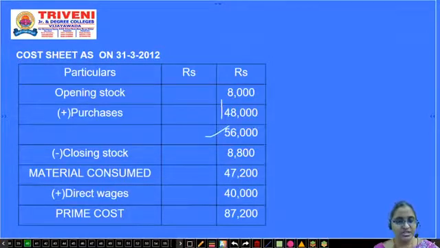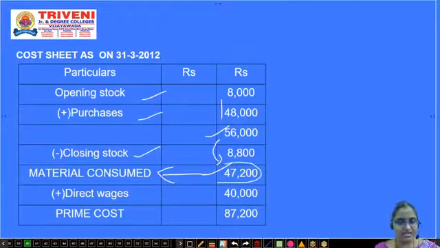Next, closing stock 8,800. So 56,000 minus closing stock 8,800, you got the amount 47,200. It was treated as material consumed. The material consumed was calculated with the help of opening stock plus purchases minus closing stock. Now you got the amount 47,200. It was named as material consumed.